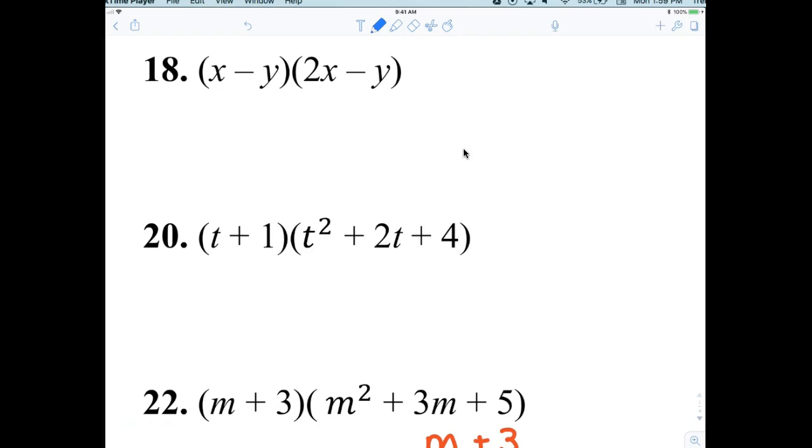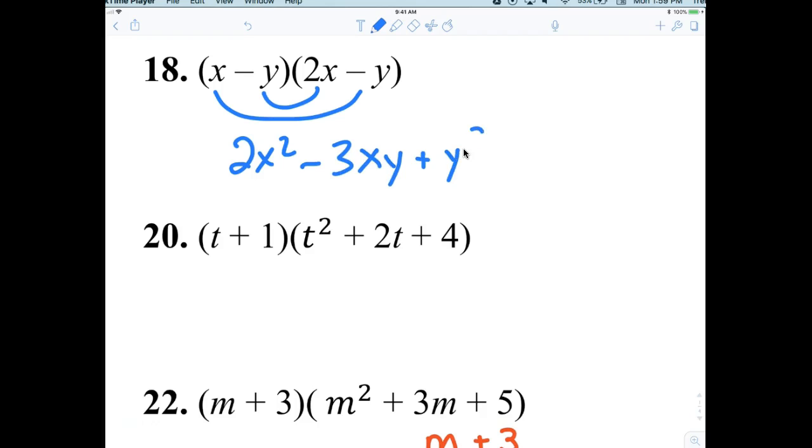Number 18. 2x times x. 2x squared. Now, how much here? Negative 2 and negative 1 makes negative 3xy, and then plus y squared. Beautiful.